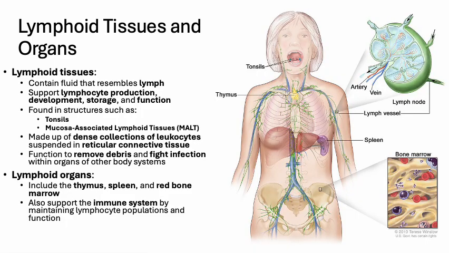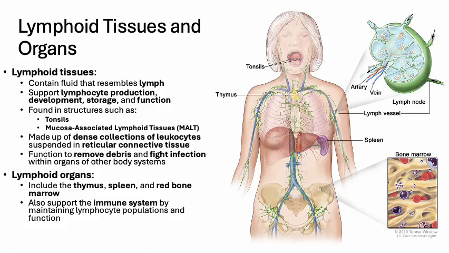Now that we've covered the function of the lymphatic system overall, let's take a closer look at the tissues and organs that carry out these various functions. First, we have lymphoid tissues. These are found in every single area of the body and contain fluid that is very similar to lymph. The main role is to support the life cycle of lymphocytes. They help with the production, maturation, storage, and deployment of these white blood cells.